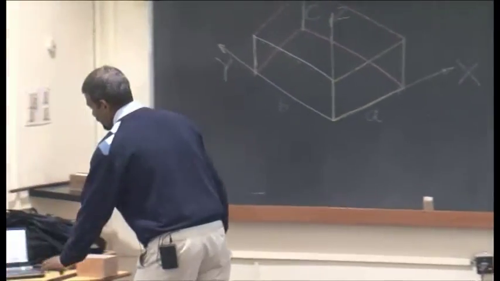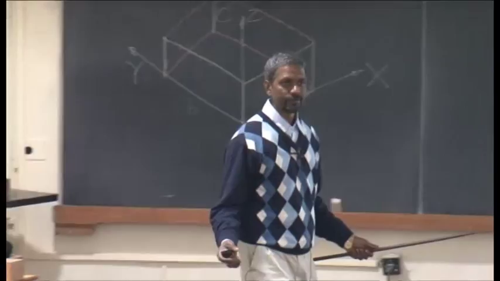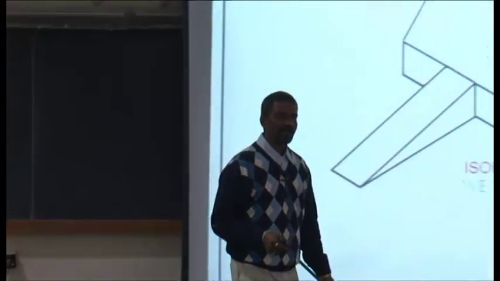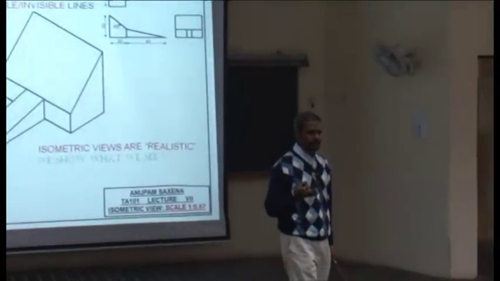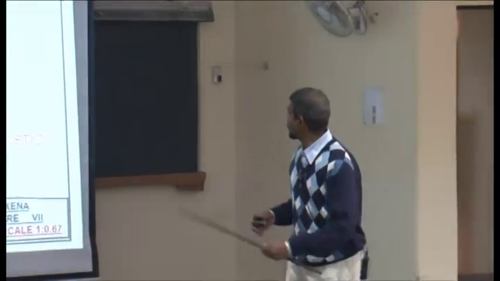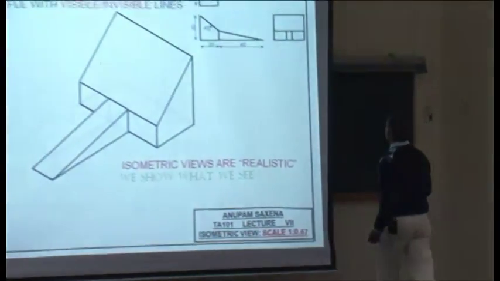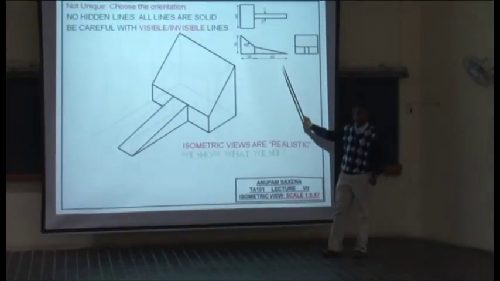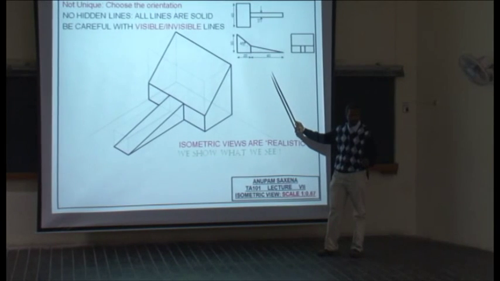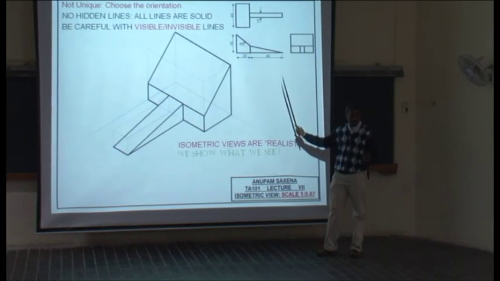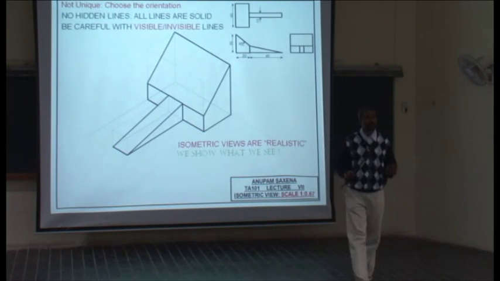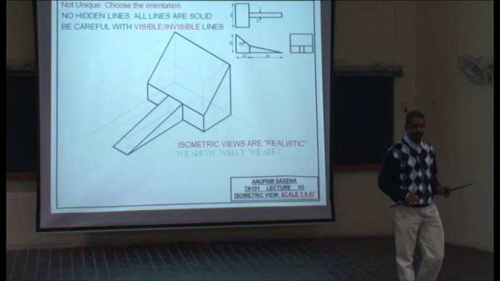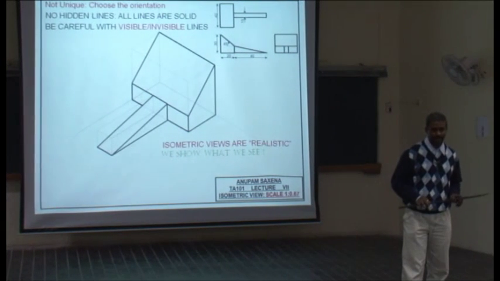So, you draw an isometric view with the help of orthographic views, right? But you don't have to strictly adhere to which is the left view, which is the right view, which is the front view, which is the top view. Those three views are to give you an idea of how the object is going to look. Once you get the idea, you can choose the orientation of the object the way you want to show as many features as possible in solid lines.